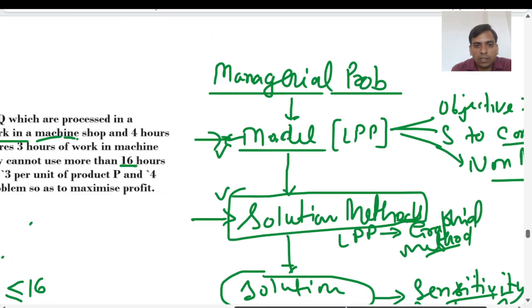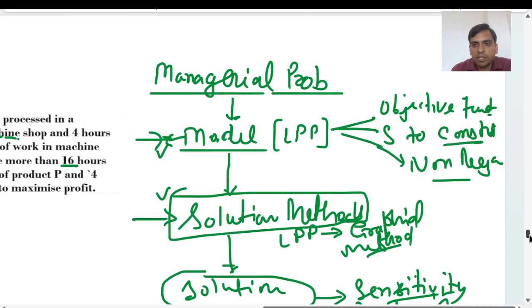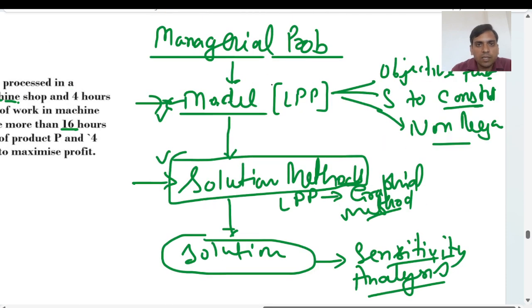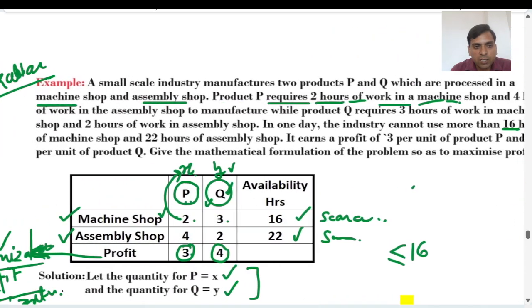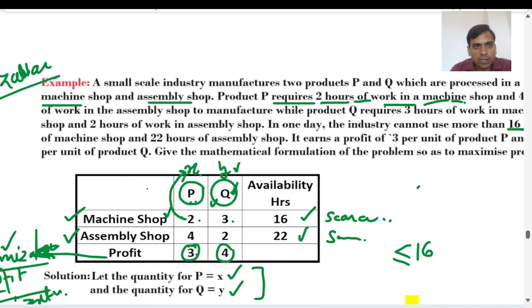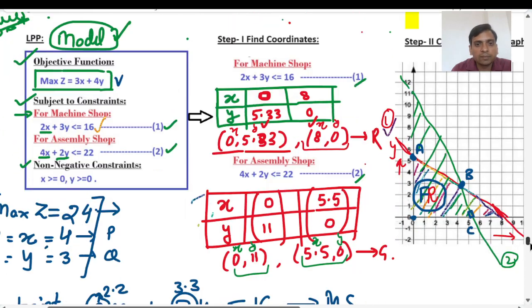So in this example, we have studied these things. First is the managerial problem, then model formulation, then solution method, and then solution with sensitivity analysis. We have studied all these four things. Now some special cases we need to study in this programming or this model development.